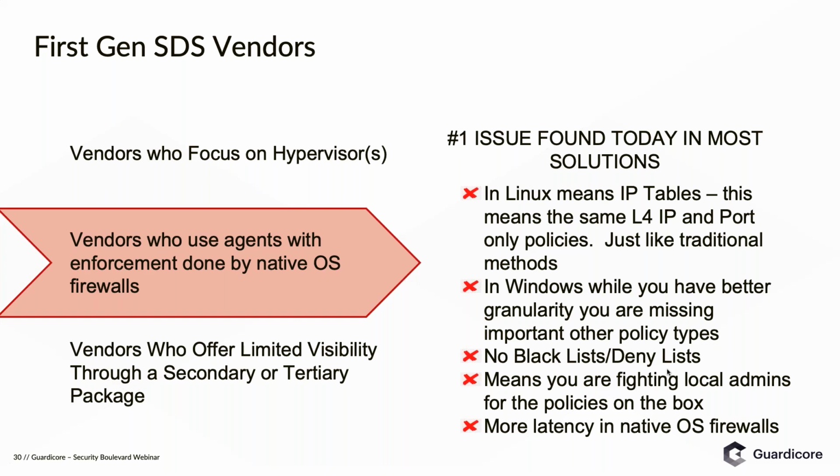It also means that you have contention. It means that you're fighting local admins for policies in the box. You may make a change with your agent, but a local admin can overrule you and change it back again. So that's a challenge. And it also means more latency when you use a native operating system firewall versus your own.